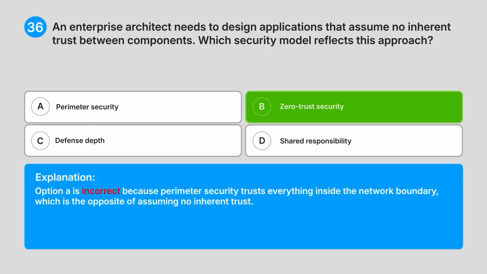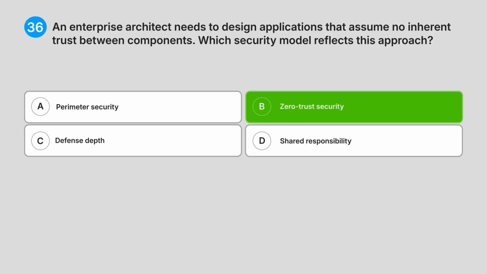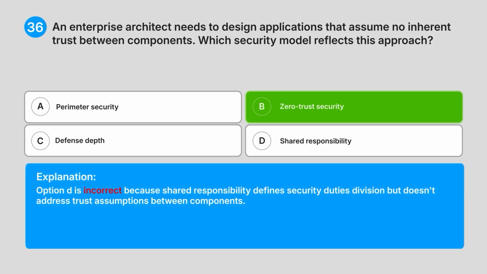Option A is incorrect because perimeter security trusts everything inside the network boundary, which is the opposite of assuming no inherent trust. Option C is incorrect because defense in depth uses multiple layers, but doesn't specifically assume zero trust between components. Option D is incorrect because shared responsibility defines security duties division, but doesn't address trust assumptions between components.